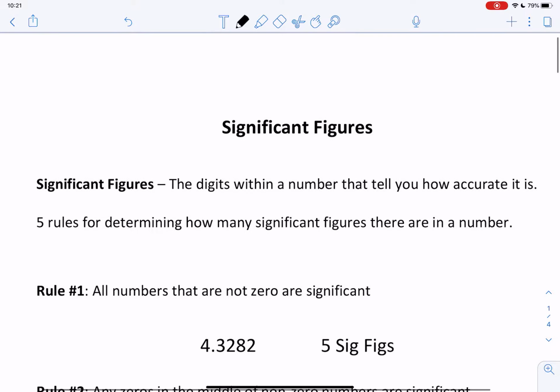Now for rule number 4 and 5, I'll get to that in 1 second. Another example, right? We have a number without a decimal, so that means only these 2 numbers are significant.